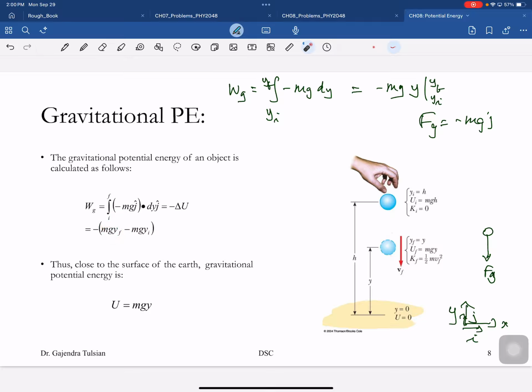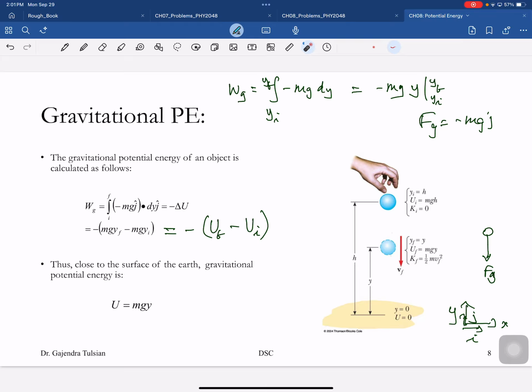And you see this is equal to U final minus U initial. So there is the expression for the potential energy. So gravitational potential energy is mgy. The gravitational potential energy of an object of mass m close to the surface of the earth is mgy.